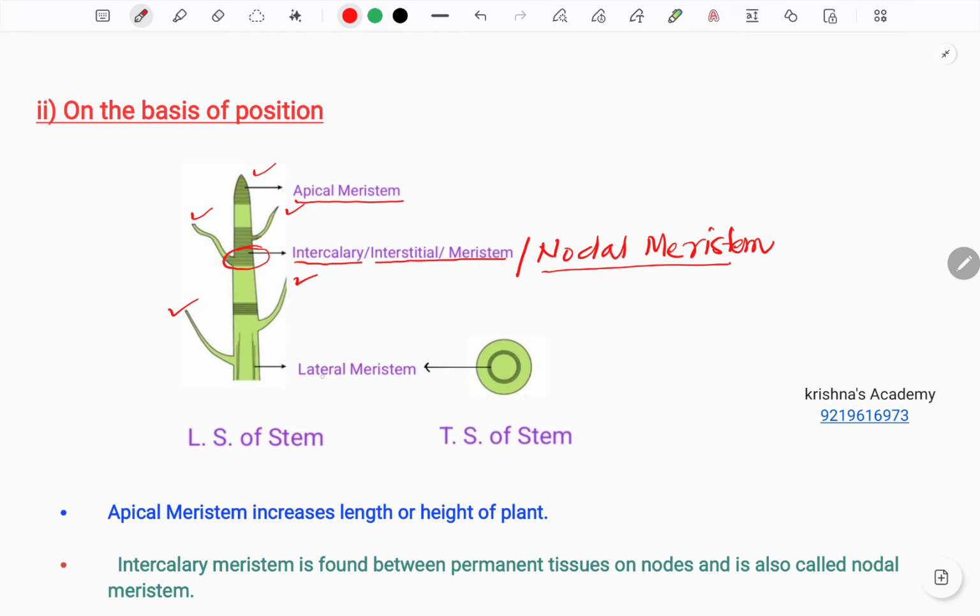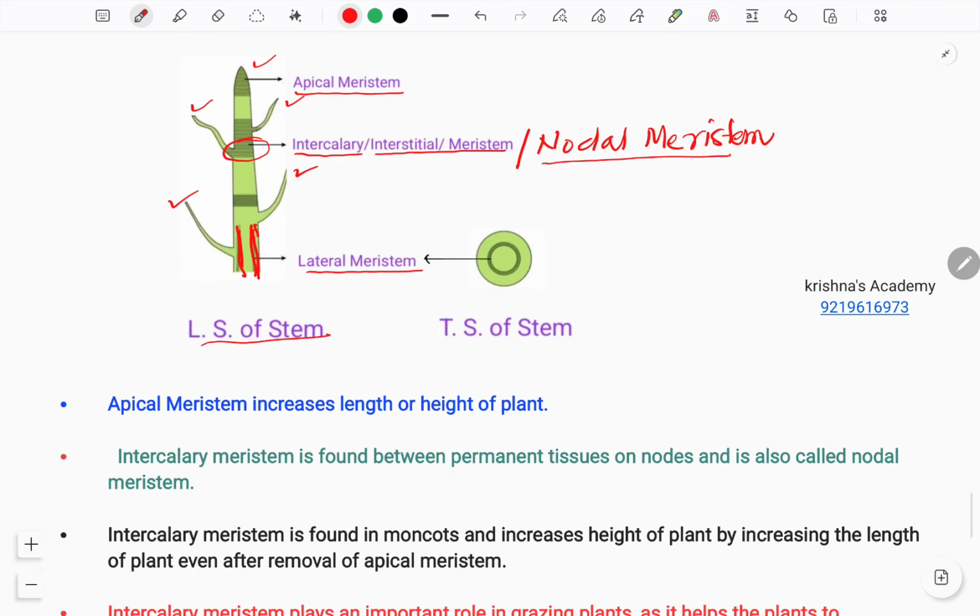The third one is the lateral meristem, which is present on the lateral sides of the plant body. This is the longitudinal section, in which they form two strips, but they are present in a circular structure after the secondary growth in the case of the dicot stem. Cambium is generally absent in monocot stem and root. This is the most important statement.